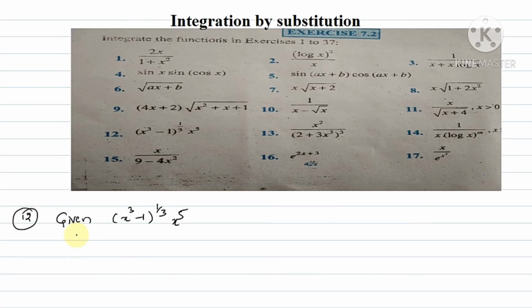Next, here is the 12th question. The 12th question he has given is: integral of (x cube minus 1) all power 1 by 3 into x power 5 dx. Okay, right. So what we have to find out? We have to find the integral of (x cube minus 1) all power 1 by 3 into x power 5 dx.